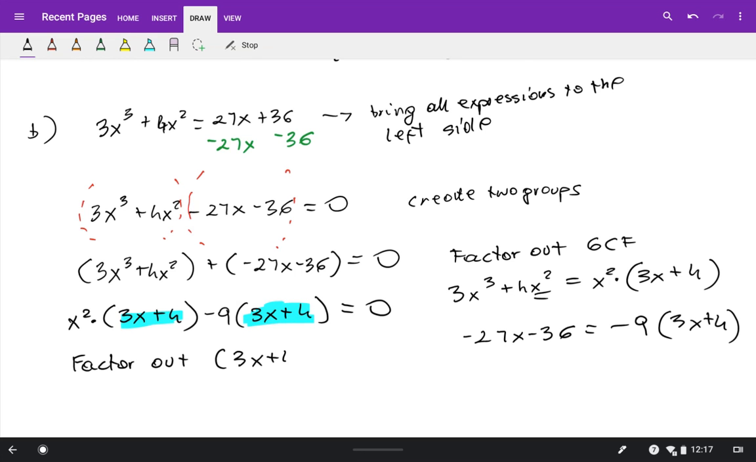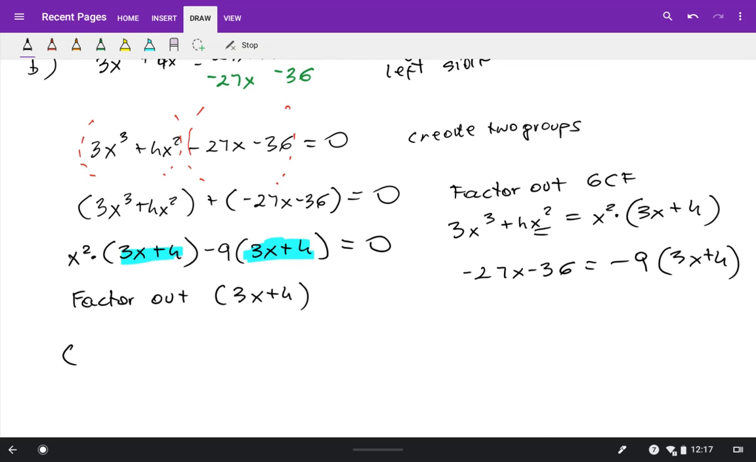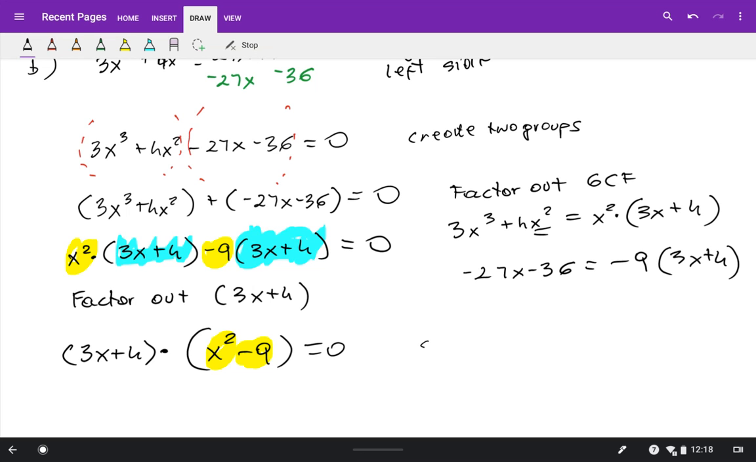So now we're going to factor 3x + 4 because it repeats twice. When you factor 3x + 4, in the second parenthesis you're just going to put the leftovers. So we factor 3x + 4, and we have x squared in front of it, which goes to the second parenthesis. And in front of the second 3x + 4, we have -9, so that's what goes to the second parenthesis, equals 0.